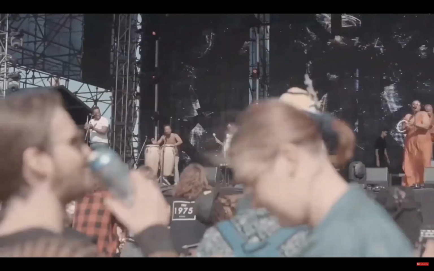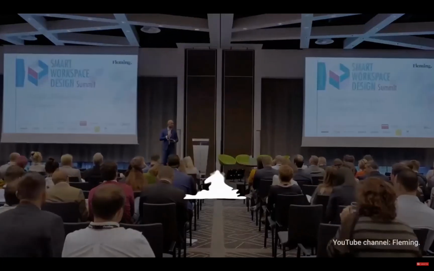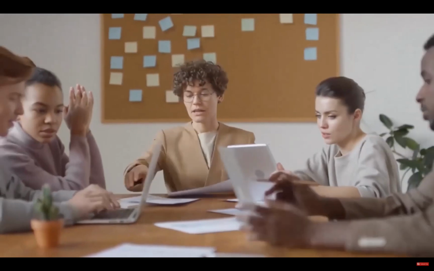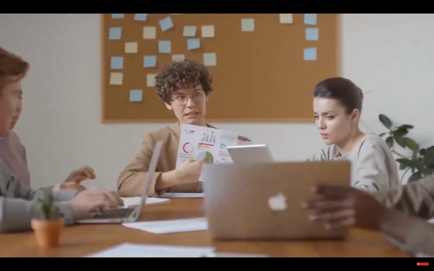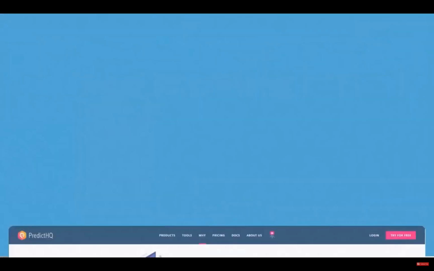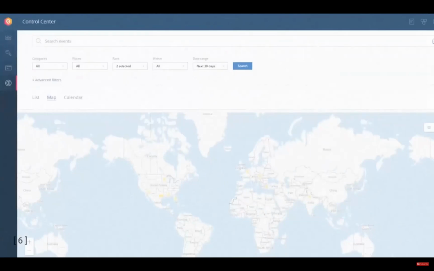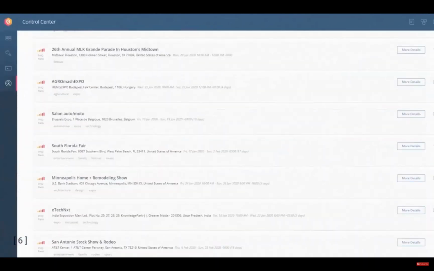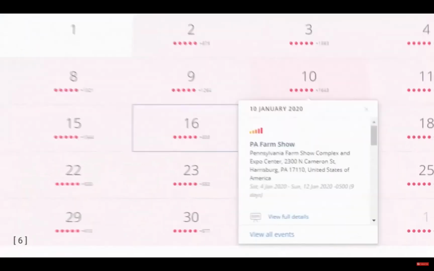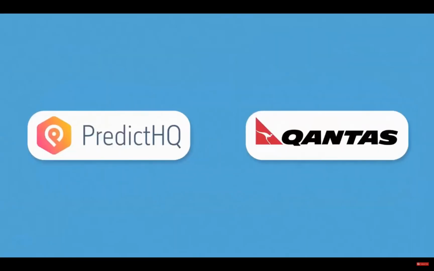On top of that, events like festivals, conferences, or expos drive short-term spikes in demand. So, revenue teams can rely on event data to raise fares for specific routes and dates to benefit from rising demand. Aviation Rank by PredictHQ uses ranking algorithms that match historical flight bookings with event data to reveal how much a given event may affect traveler demand. Qantas, the Australian flag carrier, is one of the provider's customers.